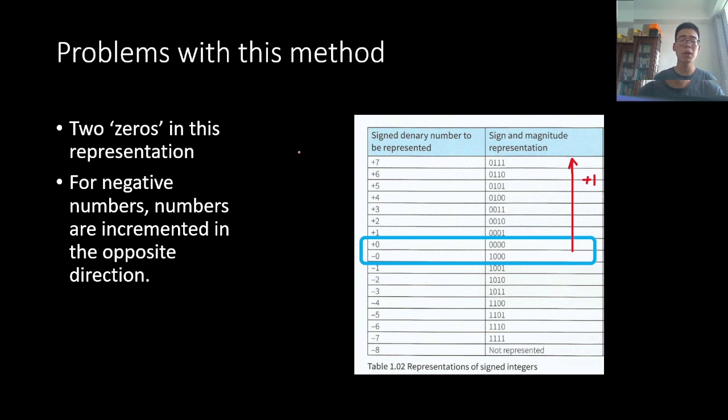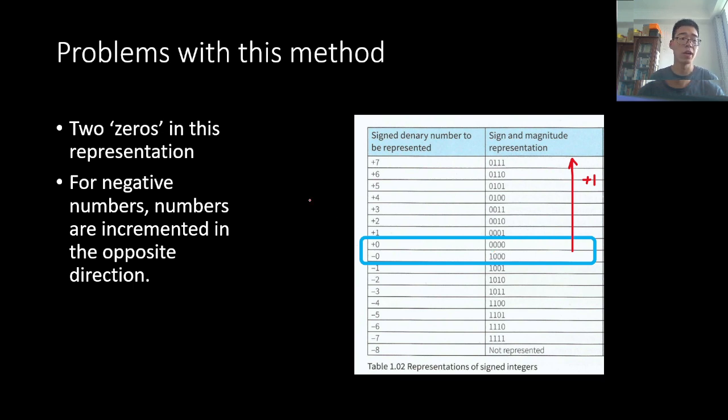However, this has a really interesting problem, because it will have 2 zeros. It has one positive 0 and one negative 0. However, we know that we only have 1 zero, which is neither positive nor negative, so this could introduce some problems for the calculations.